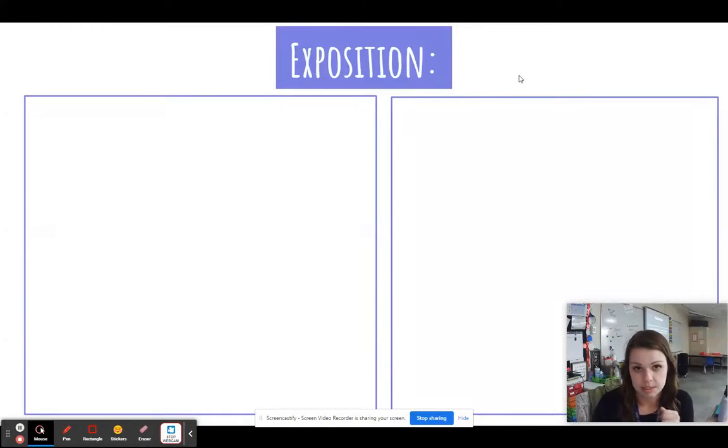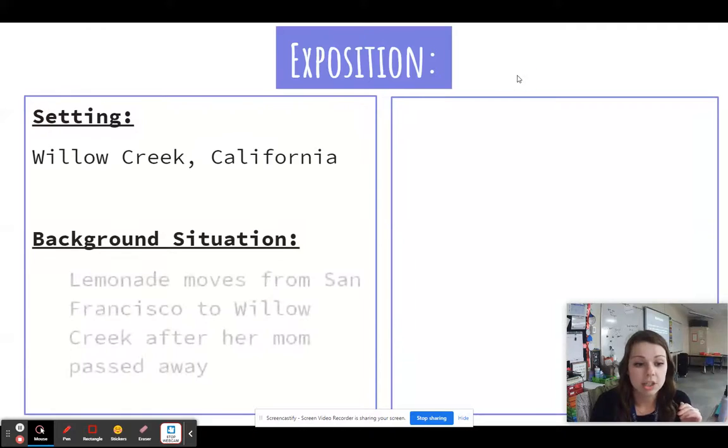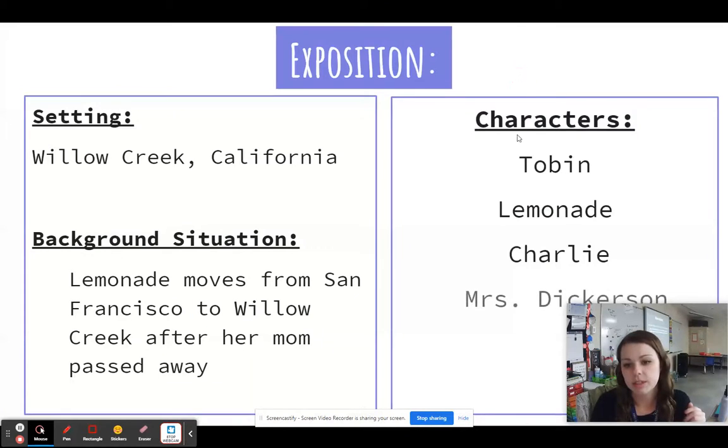Going back to the exposition, setting the scene. Setting, we know it takes place in Willow Creek, California. Background situation, Lem moves from San Francisco to Willow Creek after her mom passed away. We aren't saying the setting is San Francisco because, yeah, they reference it, but that's not exactly where it takes place. So we're skipping over that. Characters, we've got 4 main ones: Mrs. Dickerson, Charlie, Lemonade, and Tobin. Again, exposition is just setting up that pyramid.